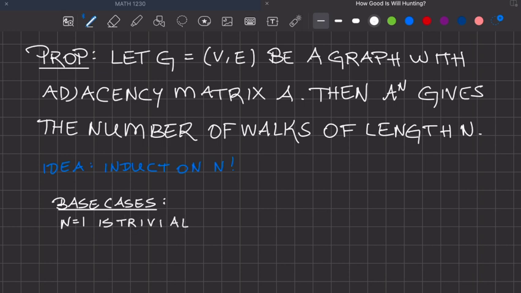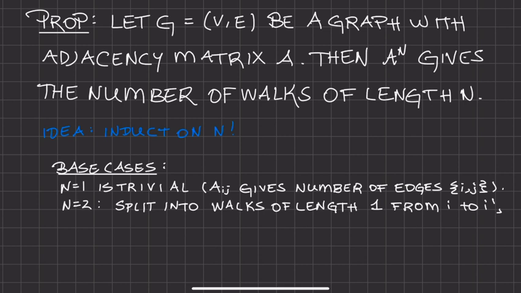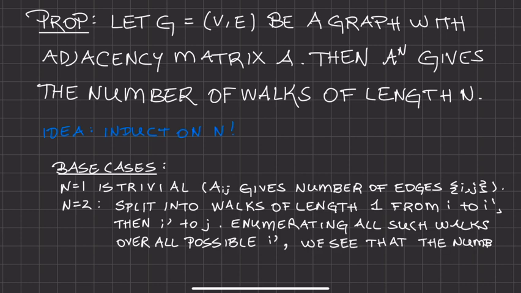For our first base case, it trivially holds that our walks of length 1 will just be the entry of the adjacency matrix A sub ij. For our second base case, we look at our number of ij walks of length 2. Fixing some i and j, we can split our walks of length 2 into 2 walks of length 1 from i to i prime and i prime to j. Summing over all possible i prime, we observe that our resulting answer is our ijth entry of the matrix A squared. Thus, looking at our whole matrix, we see that our proposition holds for our second base case.